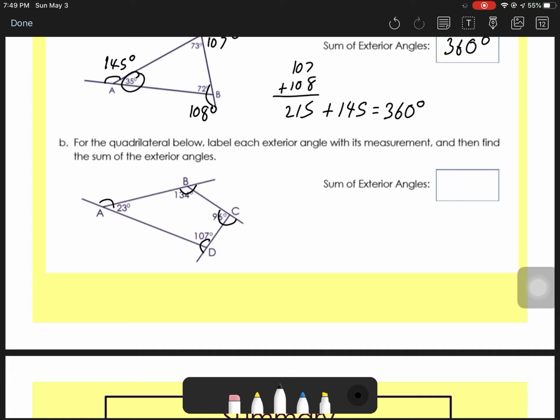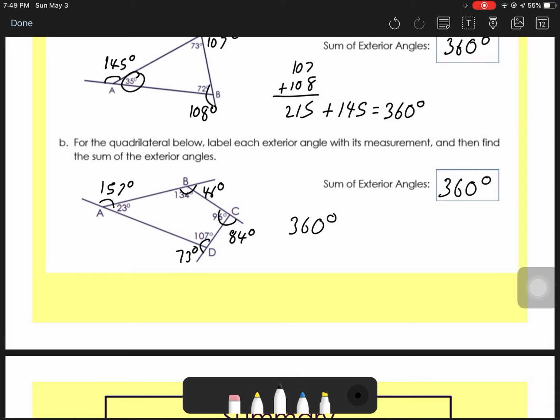So this one is going to be 157, 134. Take that away from 180, you get 46. Over here, 180 minus 96 is 84. And this one down here is going to give us 73. Okay. Sorry if I went through that kind of fast. But again, we add these up, and you're going to end up with 360.